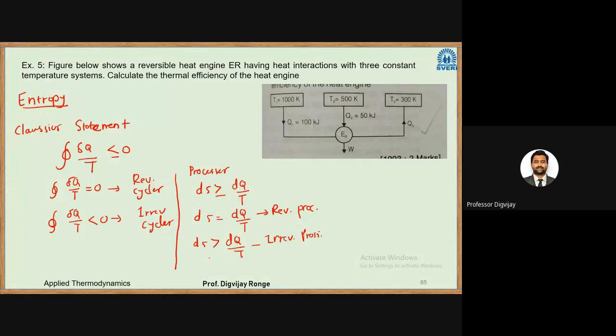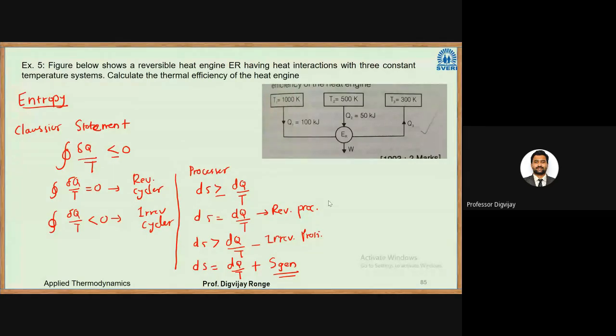How to make these equal? If I want to equate this, then I have to add something on the RHS. So dS will be equal to dQ/T plus some term added. That term we refer to as S generation, that is entropy generation. For any irreversible process, the entropy always increases. So there is a statement that the entropy of the universe always increases, because all the processes in the universe are irreversible.